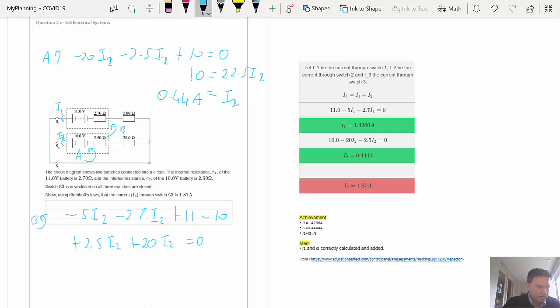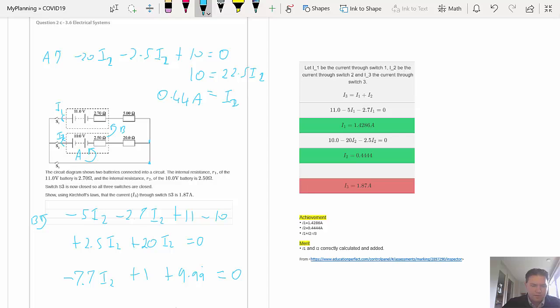So let's see if we can simplify this down. I've got minus 5 minus 2.7, so that gives me minus 7.7 I2, plus 11 minus 10 gives me plus 1, and then 2.5 I2 and plus 20 I2 gives me 22.5, and I know I2 is 0.444444, and so that's the same as plus 9.999 recurring equals 0.